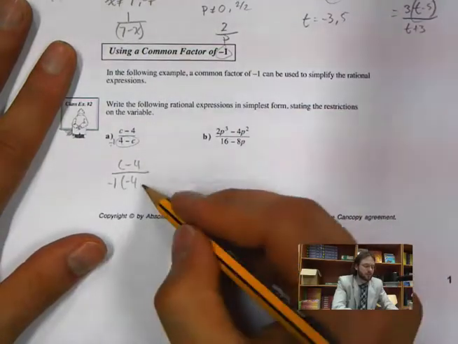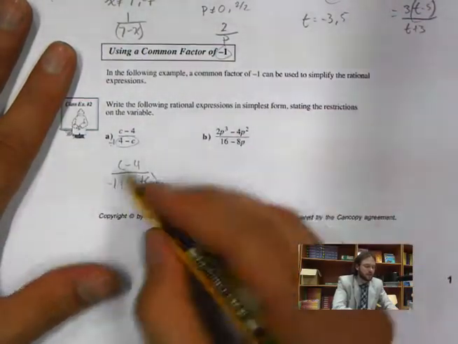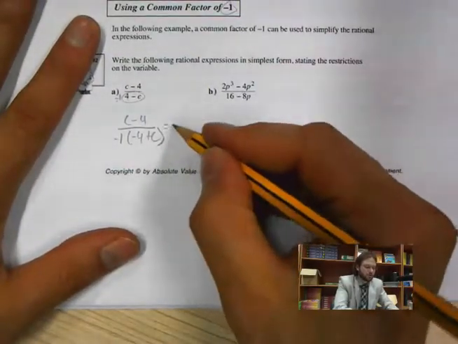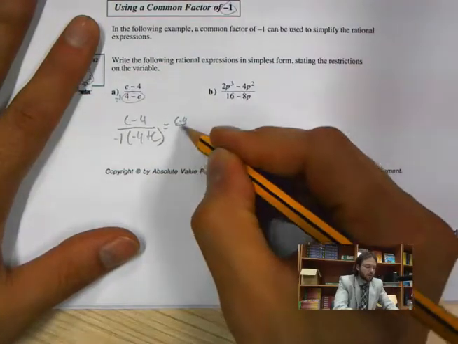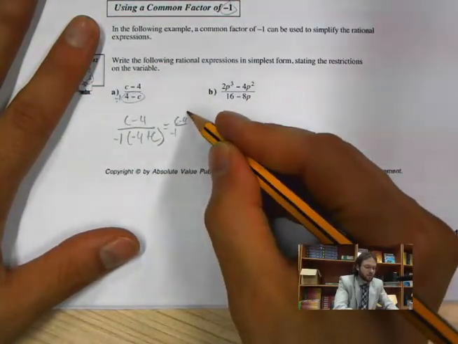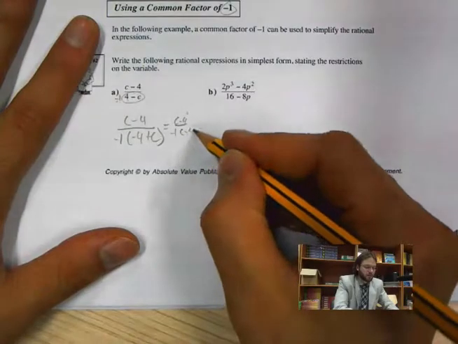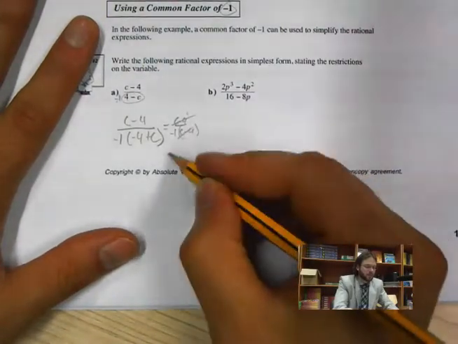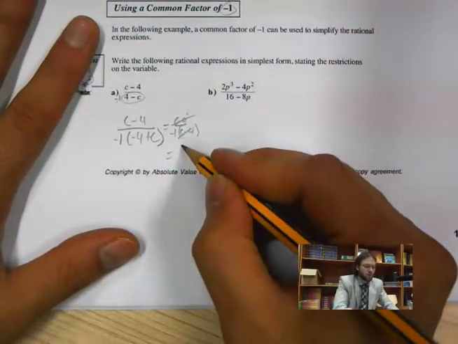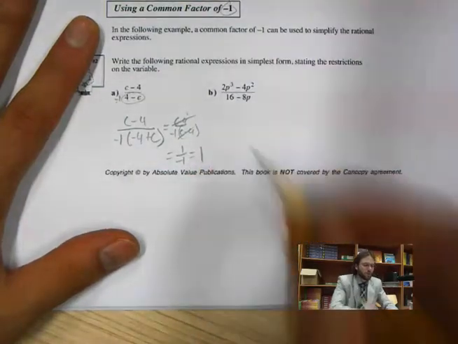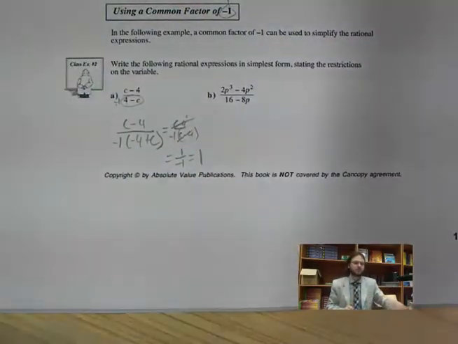Negative 1 times c is plus c. This could be rearranged to c minus 4 all over negative 1 times c minus 4. And these c minus 4's cancel off, so my answer is just 1 over negative 1, which is equal to negative 1. Okay, see how that works?